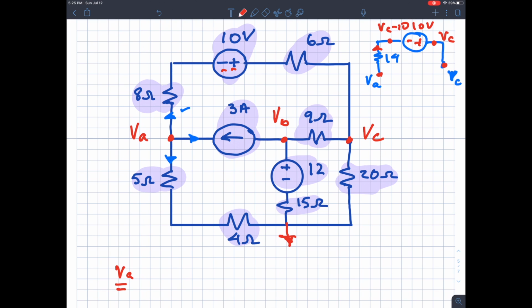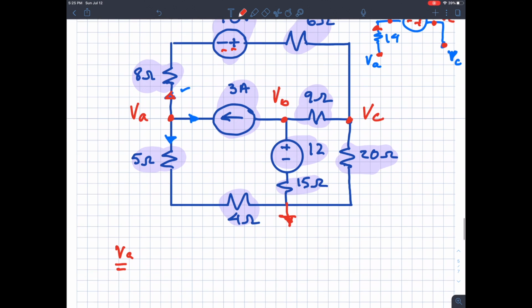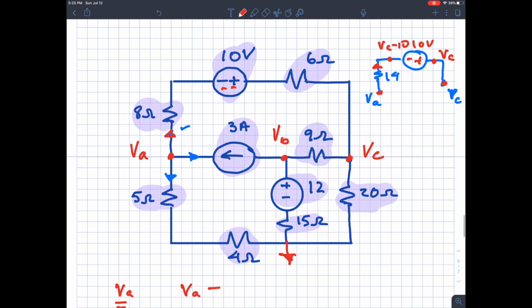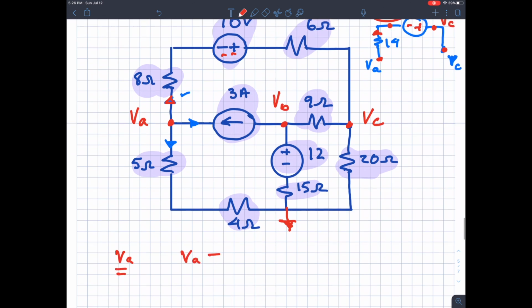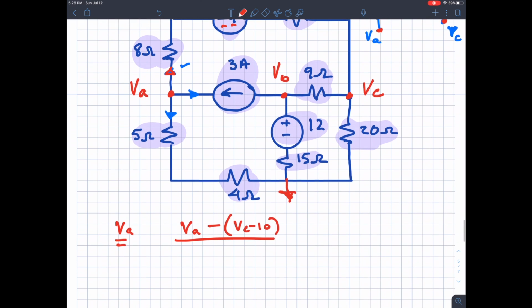If I reference that coming up like I have done here, that first current going up would be VA first, because the current's going up, minus the other side of the dot. This other side of the dot is VC minus 10, so minus parentheses VC minus 10, divided by the equivalent resistance, which is 14. We've done that current.